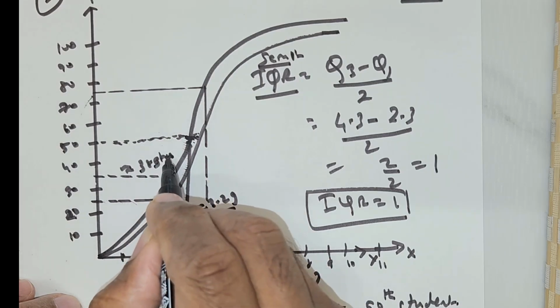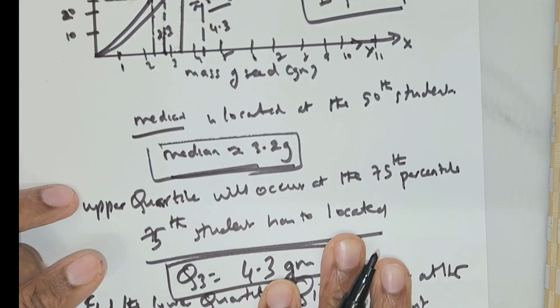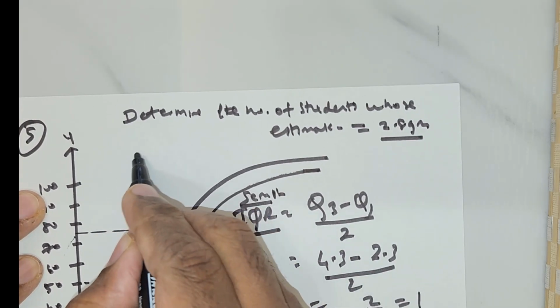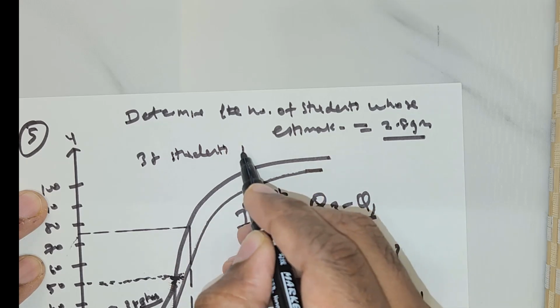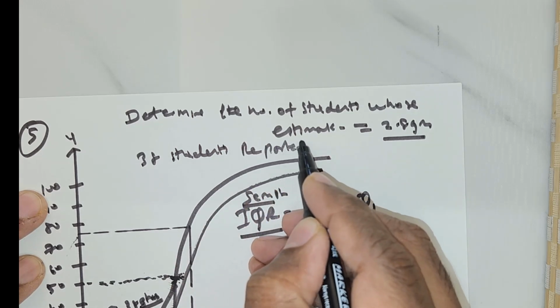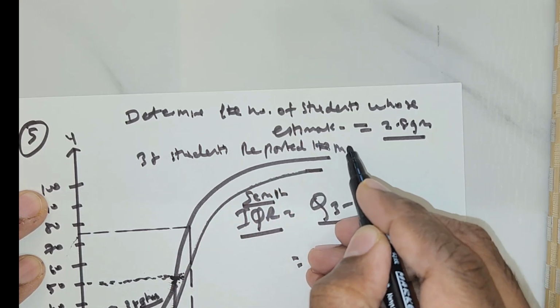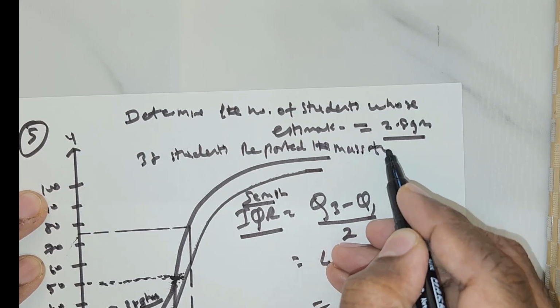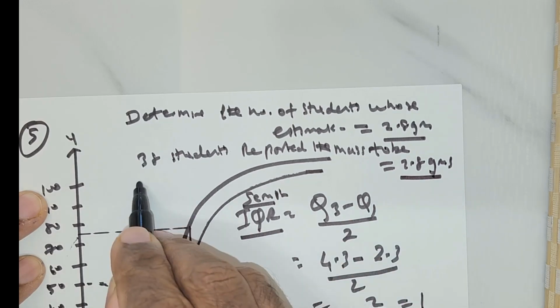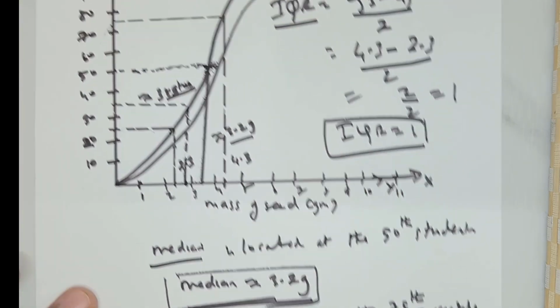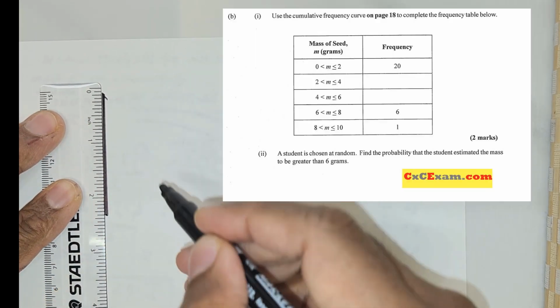So if you draw it to scale, you will be able to reach this value. So the conclusion is 38 students reported the mass to be equal to 2.8 grams. Okay, so that is the conclusion for this question. So we move on.